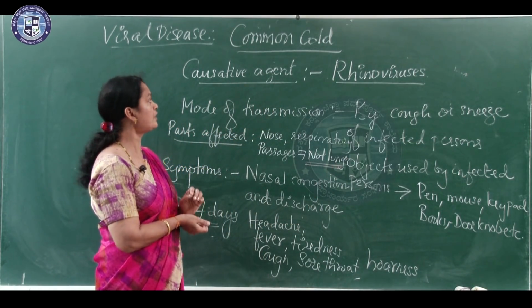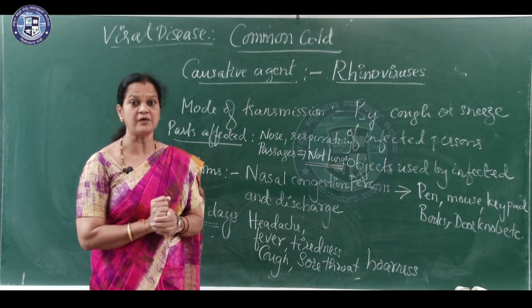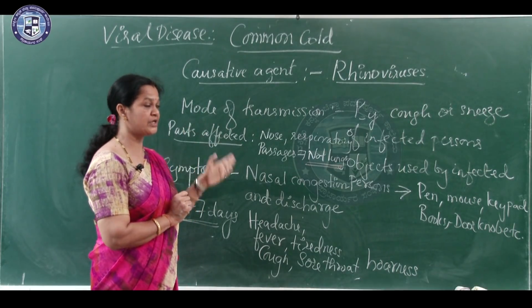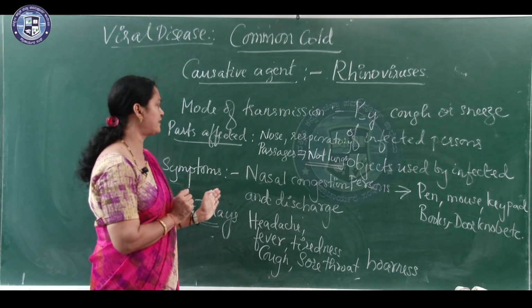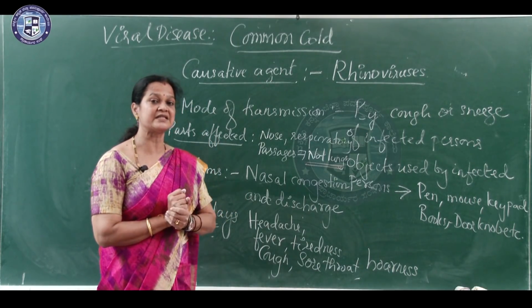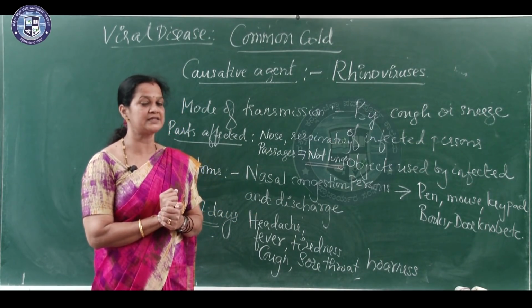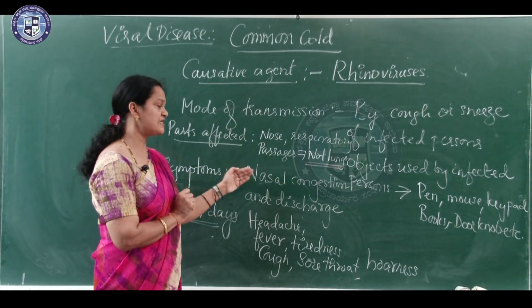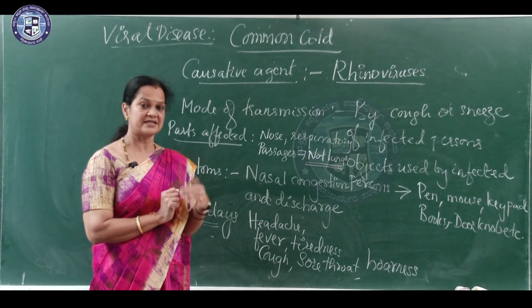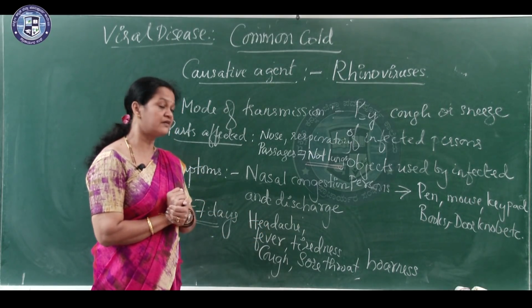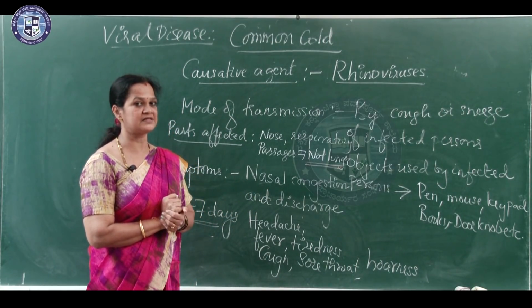This is about common cold. Common cold is caused by a group of viruses called rhinoviruses, and the duration of this infection is generally 3 to 7 days. Parts affected are the nose and respiratory passages, and definitely lungs are not affected in this infection. Then symptoms: nasal congestion and discharge is common here, then headache, fever, tiredness, that is general weakness. Then apart from that, cough, sore throat and hoarseness of the voice. These are common symptoms in this infection.